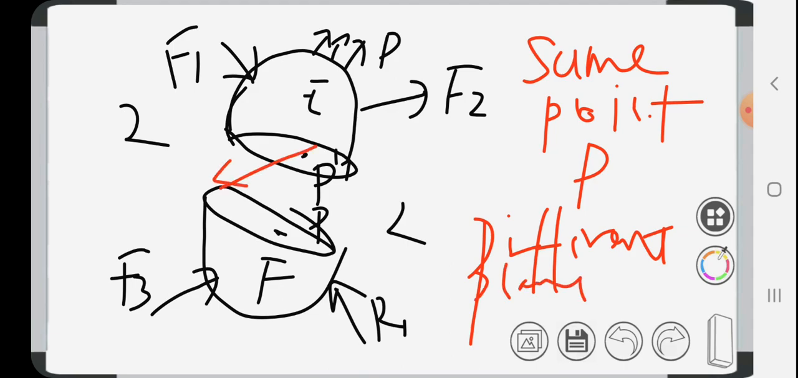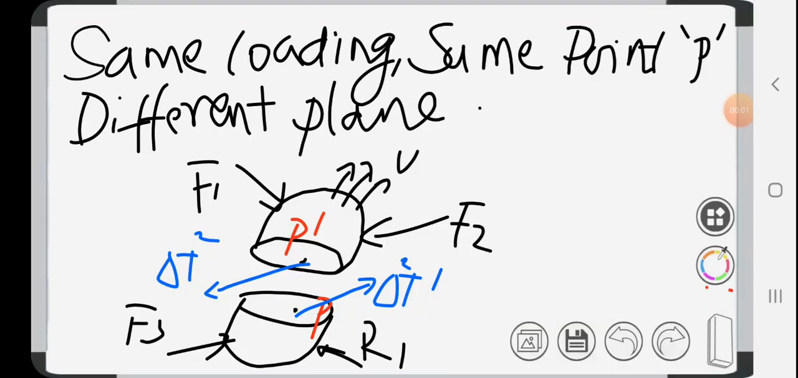So this is having some T2, vector T2. Students, suppose the same body with the same loading, and we are taking the same point P, but we are cutting the body through the same point P with a different plane, plane 2-2, with a different orientation, different from the initial plane 1-1.